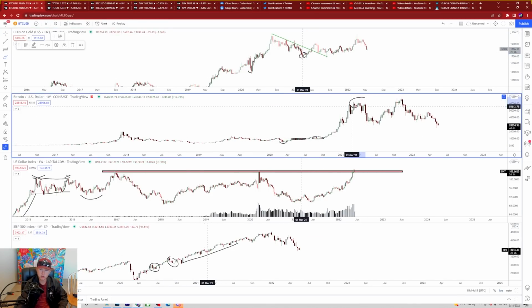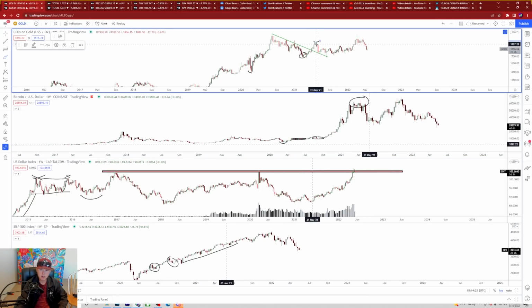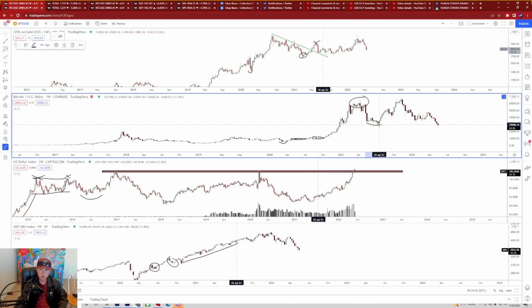That was pretty much our distribution point in Bitcoin. We get a breakout of our descending resistance right here in gold, and that was pretty much our short-term bottom in Bitcoin. But when gold actually pulled back, that was our true bottom in Bitcoin, right? And then gold kind of rounded out for a little while.